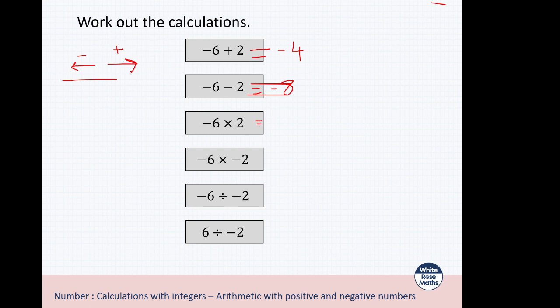Again, this trips us up here, as soon as it's quite large. Yep, spot on, S. You are correct. So minus 12. When the signs are different and you multiply or divide, it becomes a minus.